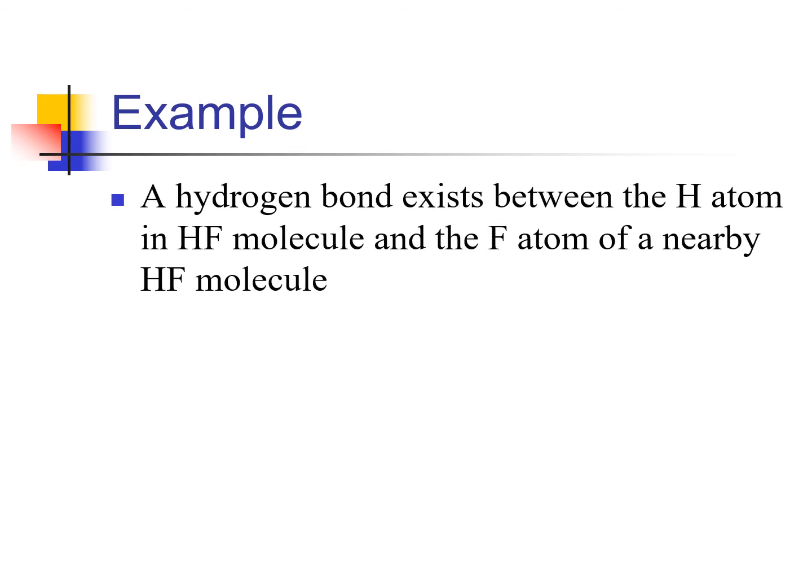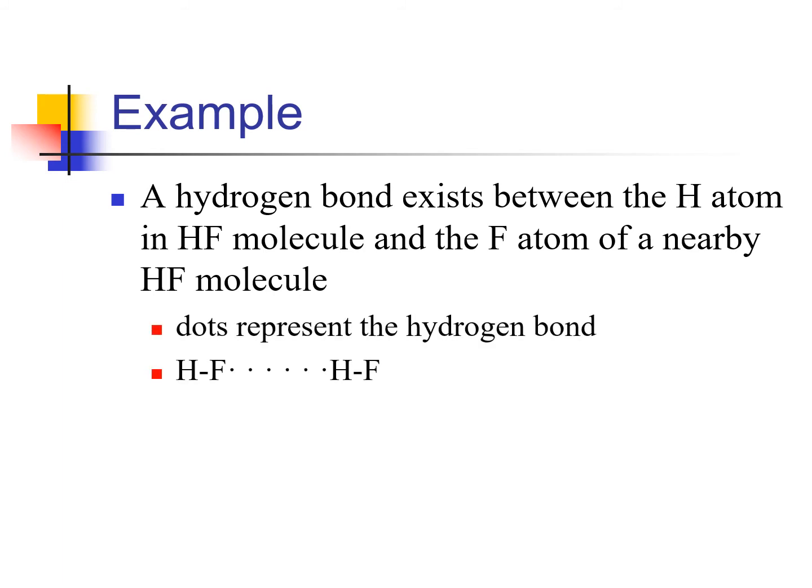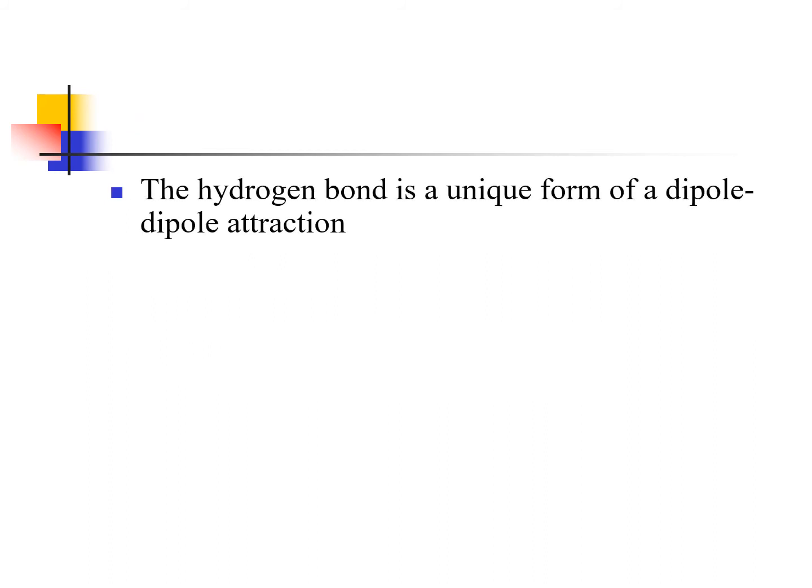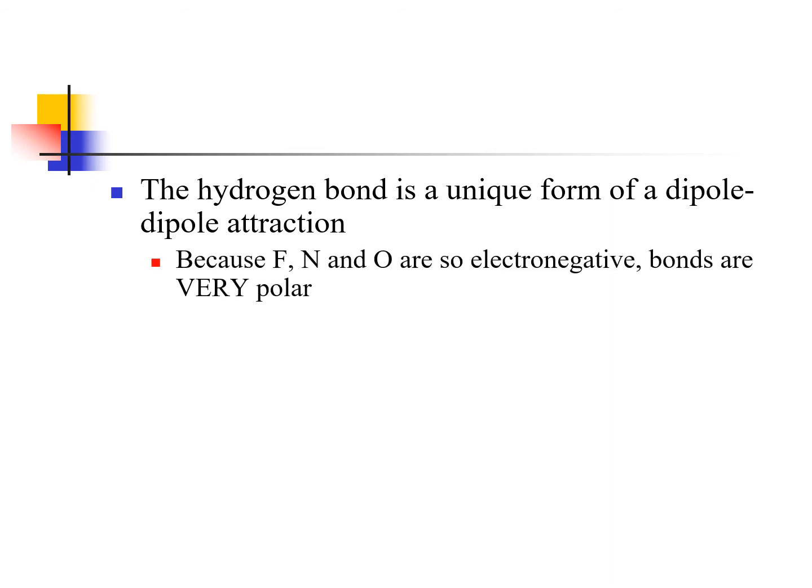So for example, HF is a great example. There's hydrogen bonding in it. What we see here is two hydrogen fluoride molecules, and the dotted line represents the hydrogen bond. So the attraction is between the hydrogen and these electrons on the other molecule. And again, it's really just a unique, very strong form of a dipole-dipole attraction.